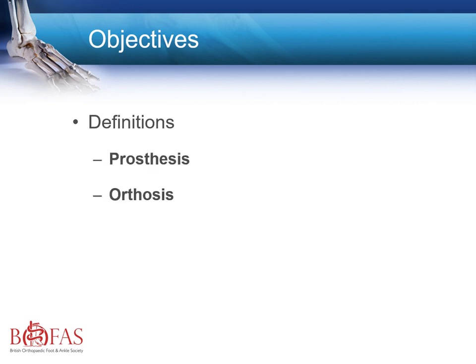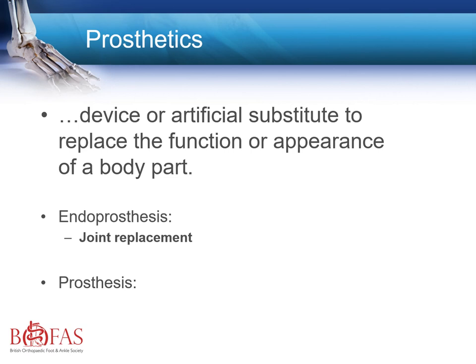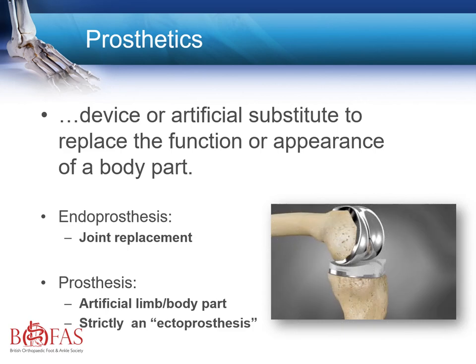It's important to have a clear understanding of the difference between a prosthesis and an orthosis. A prosthetic may be within the body and therefore called an endoprosthesis, which is more commonly thought about as a joint replacement, or it can be an artificial body part on the outside, such as a below knee prosthesis, and these, more strictly speaking, could be described as ectoprosthesis, on the outside of the body.